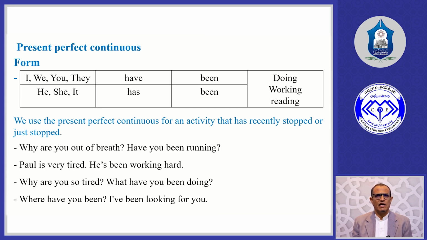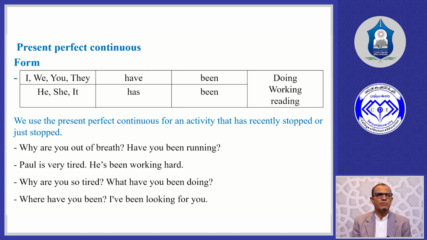If we have a singular subject, we have to use has. For example, she has been reading, she has been working, she has been watching TV, and so on. So this is the structure and the form of the present perfect continuous.